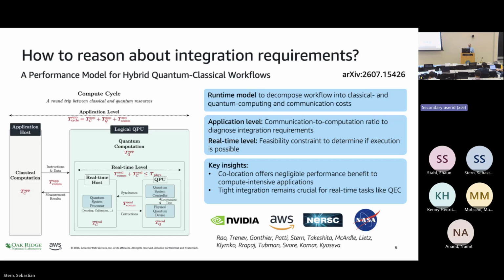The key insight we found when we applied this to specific target workflows was that we see very little performance benefit from co-location for compute intensive applications. There is definitely a crossover point where you can reduce the compute costs and move over to the latency or communication sensitivity end of the spectrum, but tight integration remains crucial for real-time tasks like quantum error correction.